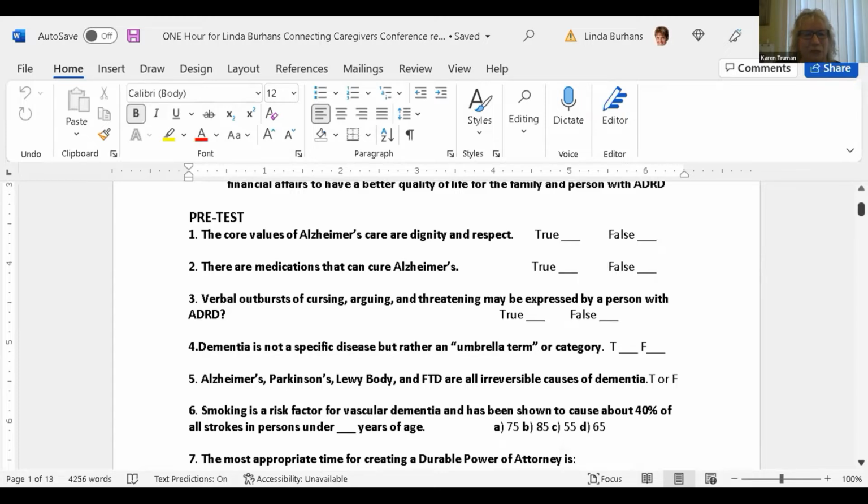So whoever's with me right now, the core values of Alzheimer's care are dignity and respect. And of course, that's true. I can't hear you. So 5 people have raised their hand right now, which is great. I'm glad to know that.